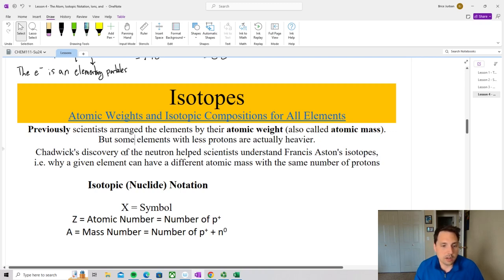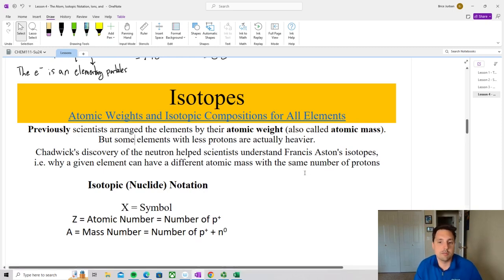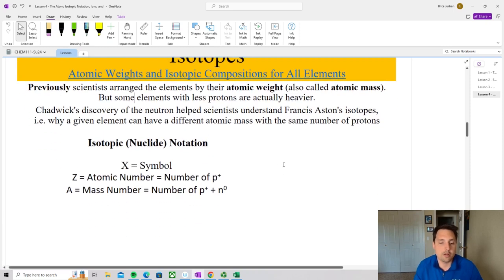Now, Chadwick's discovery of the neutron helped us understand Francis Aston's work, where he realized that some elements can have a different atomic mass with the same number of protons, and that was the neutrons. So a lot of times in chemistry and in any science, there's going to be a discovery that someone makes by theory, but they don't go on until later to actually find that mystery particle.